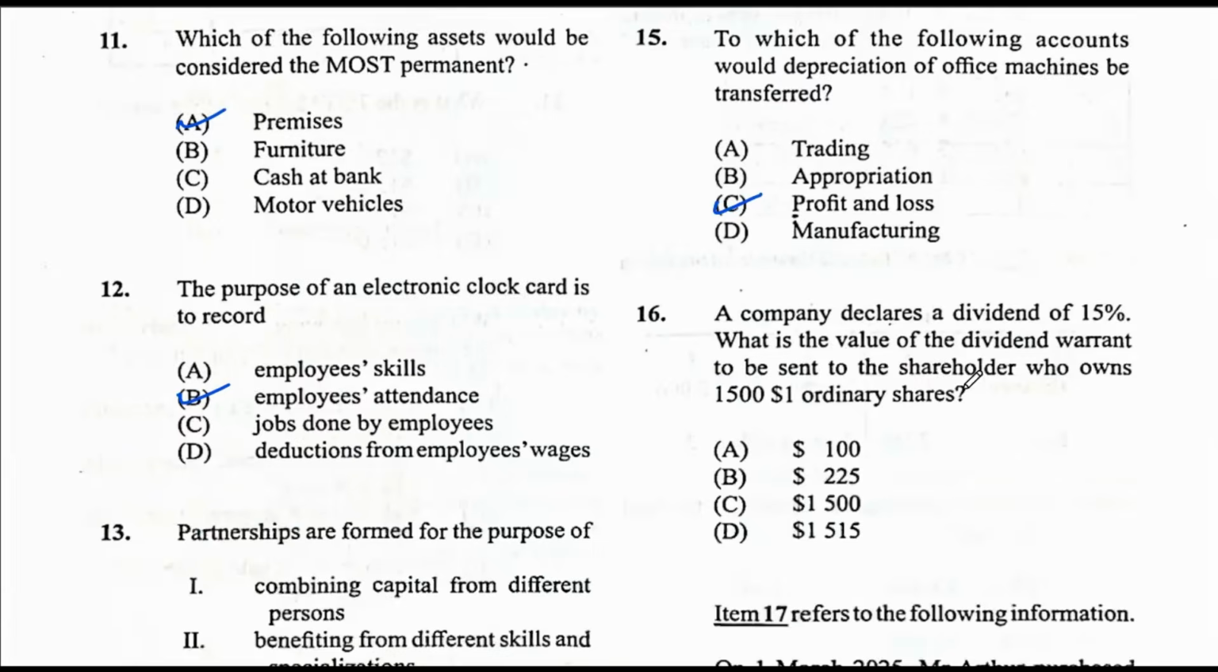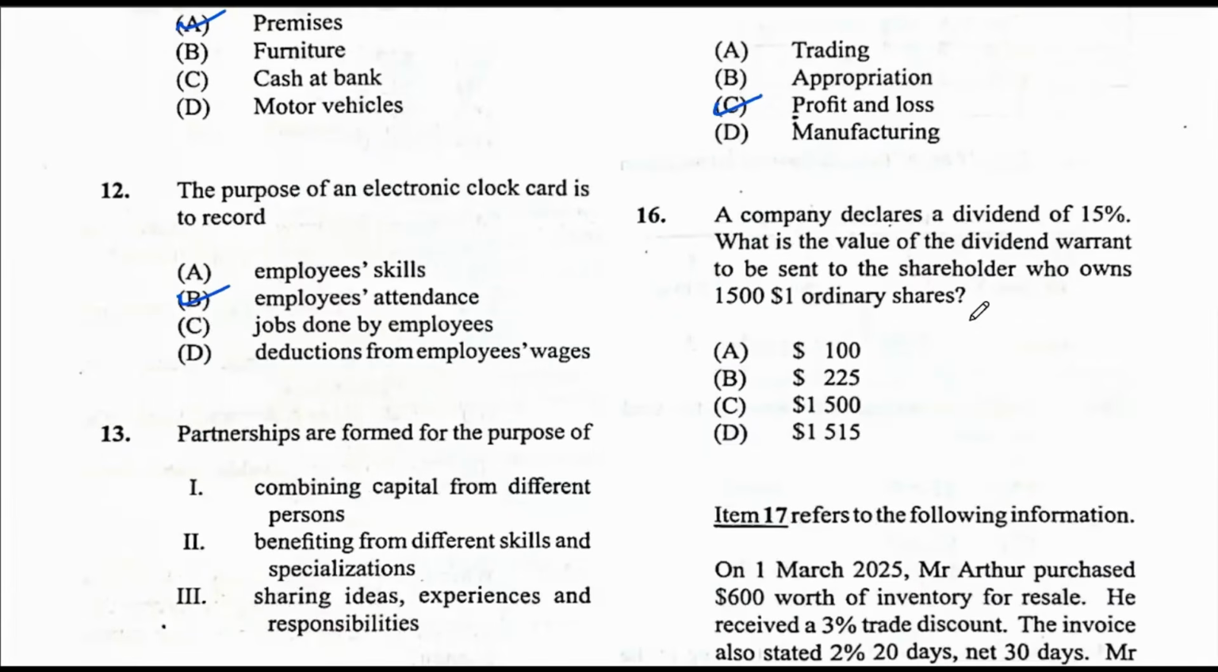Moving on to question 16. A company declares dividends of 15%. What is the value of the dividend warrant to be sent to the shareholder who owns 1,500 $1 ordinary shares? Right, so this question is basically asking what amount of dividend will a shareholder receive if they own 1,500 $1 ordinary shares. Alright guys, let's work on the calculations.